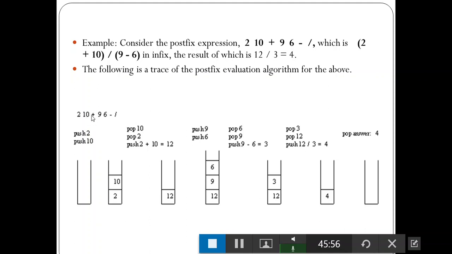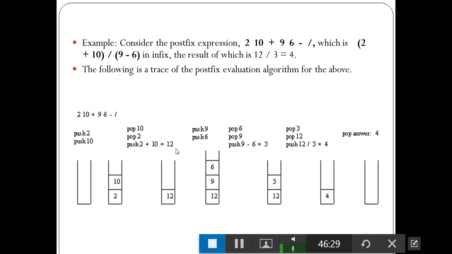Plus is an operator. Now when you get plus as an operator, what happens? Simply pop up the two elements from the stack. What we need to pop? So 10 will be popped first, and 2 will be popped second. Okay, and when you pop these operands, apply the operator plus. So 2 plus 10, we get what?